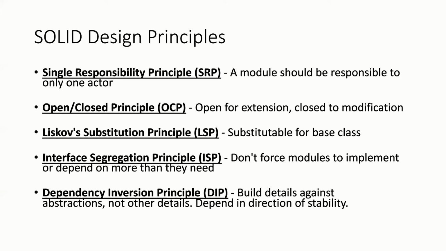Liskov substitution principle. So in a nutshell, if you've got a collection of things, it's quite a generic collection like vehicles, you should be able to rattle through that collection, calling the same thing on each of those things and not worry about if it's a car or a van or a motorbike. Interface segregation principle is basically don't force modules to implement or depend on more than they need. So this is break your interfaces down into smaller interfaces. Dependency inversion principle, build details against abstractions, not other details. So build against interfaces in C# world, and depend in direction of stability.